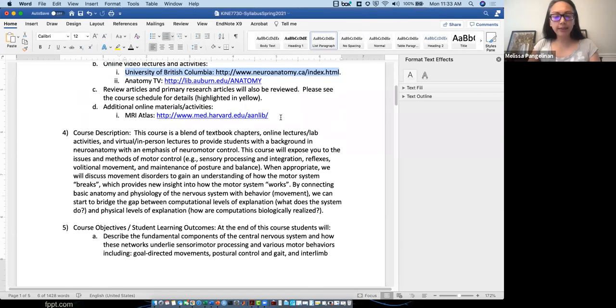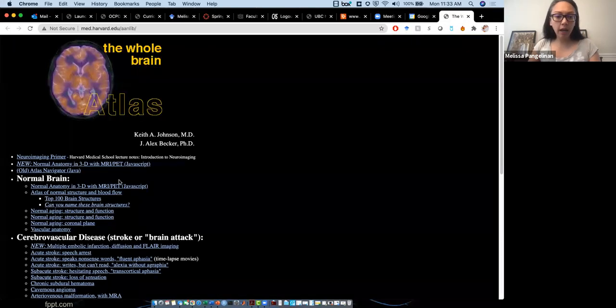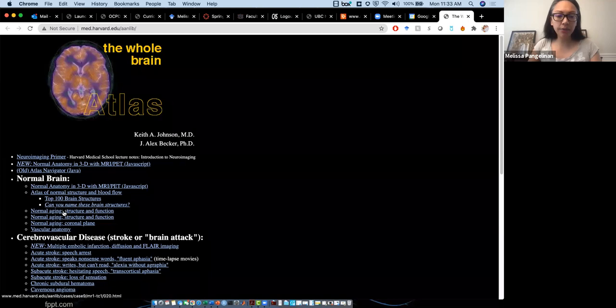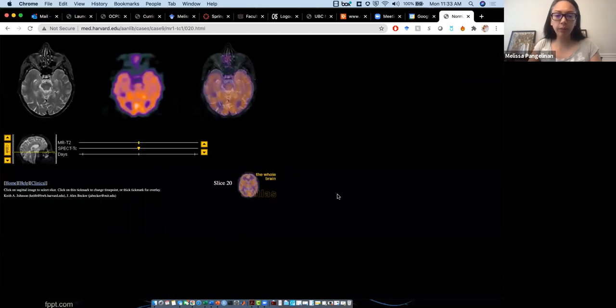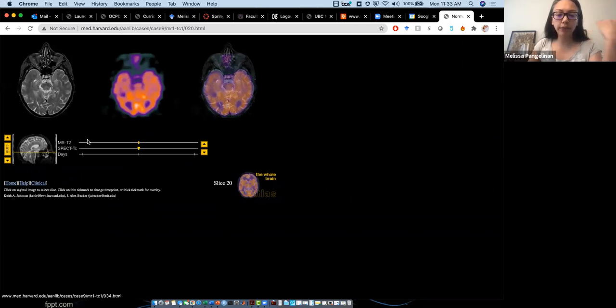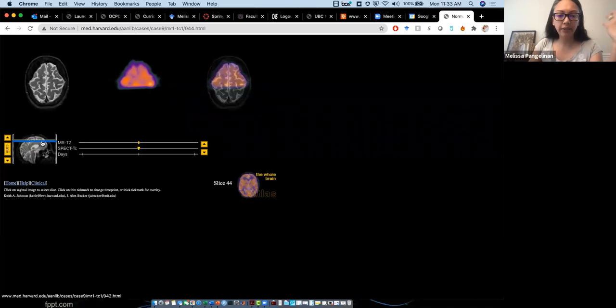And then the last part is just the MRI Atlas through Harvard. I like this a lot because I actually used it considerably when I was working in an MRI lab and we were trying to understand what different forms of MRI would look like and what the images and structures would look like at different levels.